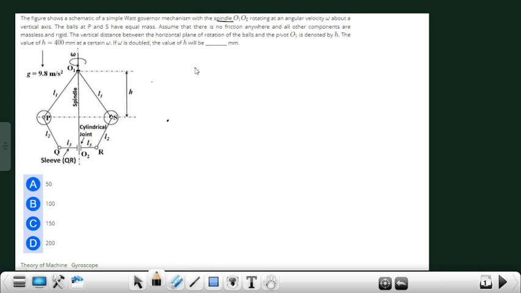So given H1 is equal to 400 mm and we have to find H2, and given omega 1 is equal to omega, and if you double the speed, that means 2 times omega, then H2 will be how much?